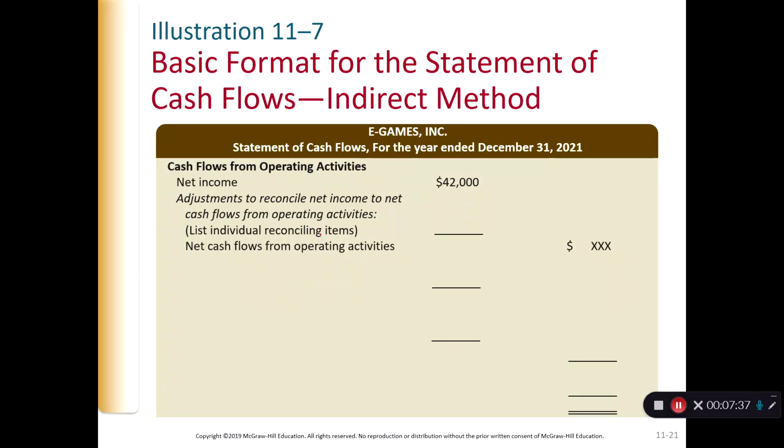Okay, let's look at this. The basic format for the statement of cash flow under the indirect method, which is the only method this class is going to cover, because everybody uses the indirect method. First of all, net cash flow from operating activity starts with the net income. Then we adjust and reconcile net income to net cash flow from operating activities, right? There are a lot of items we need to adjust. And then we get a number here, which is the net cash flow from operating activity.